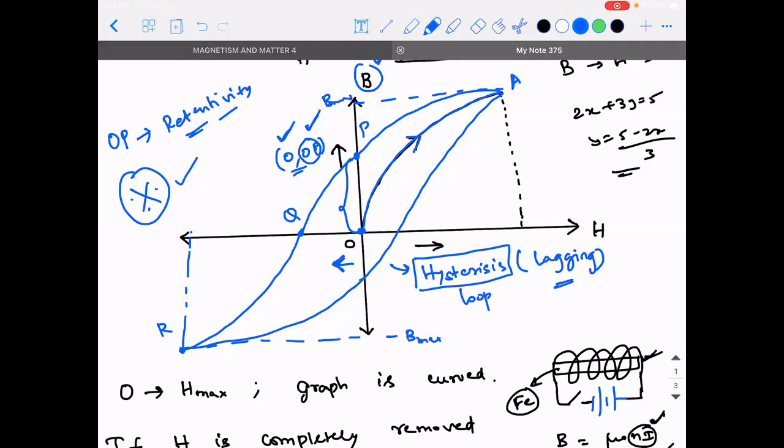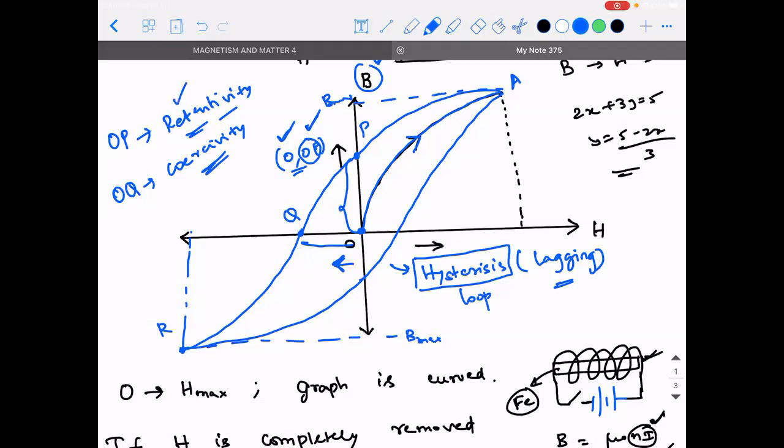Okay. So OP is called as retentivity, I told you. Then what is OQ called as? OQ is called as coercivity. Okay. I'll explain what it is.